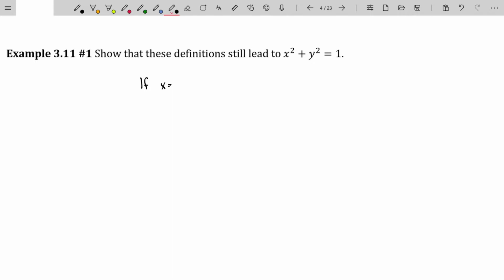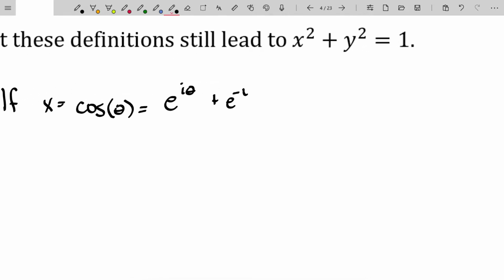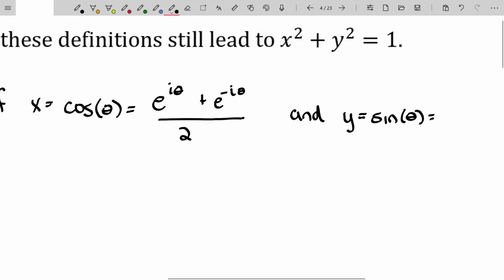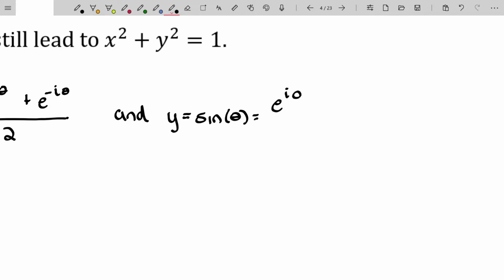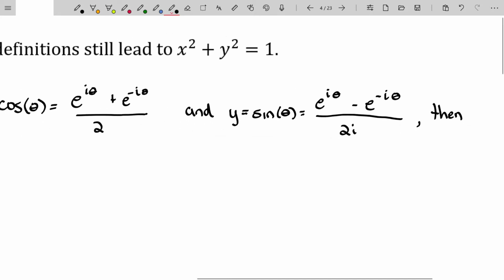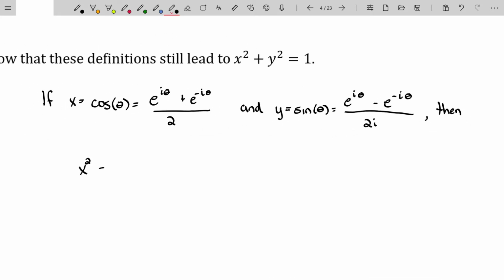Well, if x is equal to cosine of theta, which is equal to e to the i theta plus e to the negative i theta over 2, and y is equal to the sine of theta, which is equal to e to the i theta minus e to the negative i theta over 2i, well then, let's go ahead and take a look at x squared. x squared must equal e to the i theta plus e to the negative i theta, being squared, over 4.